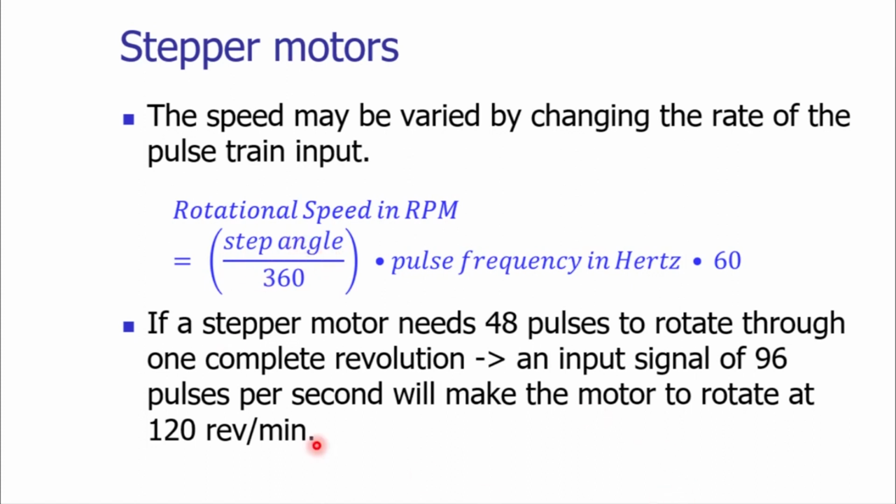If we apply an input signal of about 96 pulses per second, so this 96 pulses per second is the pulse frequency. So let us multiply the 96 with 7.5 divided by 360 into 60. So that will come around 120 revolutions per minute. The stepper motor will have the RPM of 120 revolutions per minute.